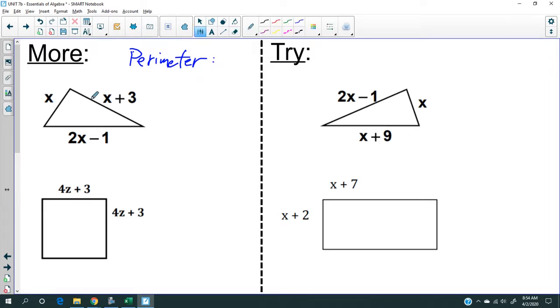If I have to add all 3 sides up, right? If I have to find the perimeter of this shape, I would have to add all 3 sides up, meaning I would have to take x. Now I'm going to use parentheses just so that you can see the 3 different sides, okay? Technically, you don't need it. I'm going to add x plus 3, right?